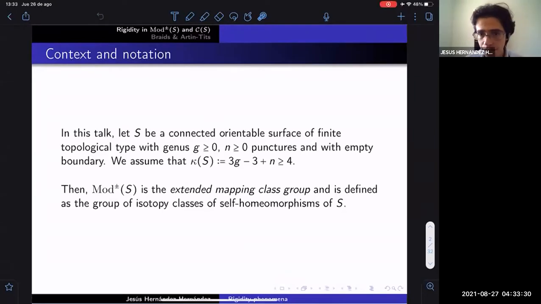Now that we have the surface, we are going to denote the extended mapping class group as this. And it's going to be just the group of isotopy classes of all self-homeomorphisms of S.